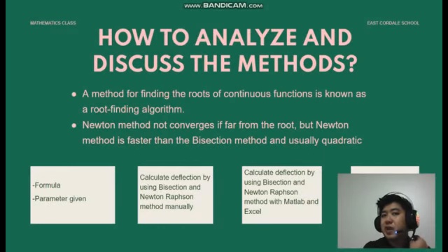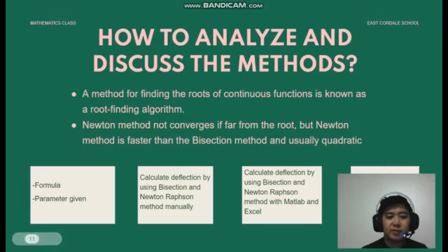We also learn how to analyze and discard the methods. A method for finding the roots of a continuous function is known as a root finding algorithm. Newton's method does not converge if far from the root, but Newton's method is faster than the bisection method and usually quadratic.